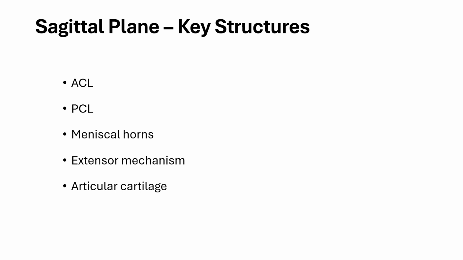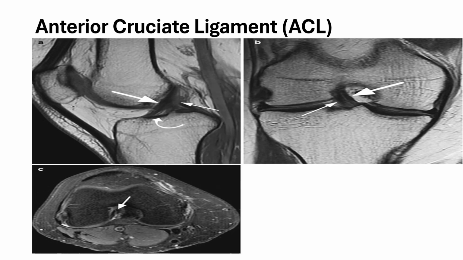Now the structures evaluated in the sagittal plane of MRI are the ACL, PCL, meniscal horns, extensor mechanism and articular cartilages. Now the anterior cruciate ligament. This is a band-like structure we can see here, which originates from the anterior tibial spine and inserts on the lateral femoral condyle. Here we can see this is the coronal section, this is the sagittal, and this one is the axial section. It attaches on the lateral femoral condyle and it is an oblique low signal band.